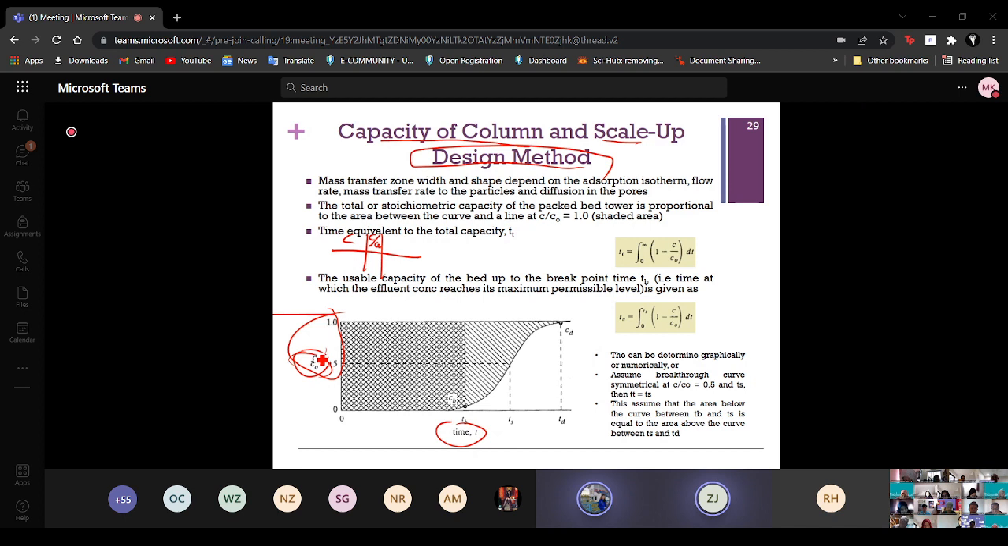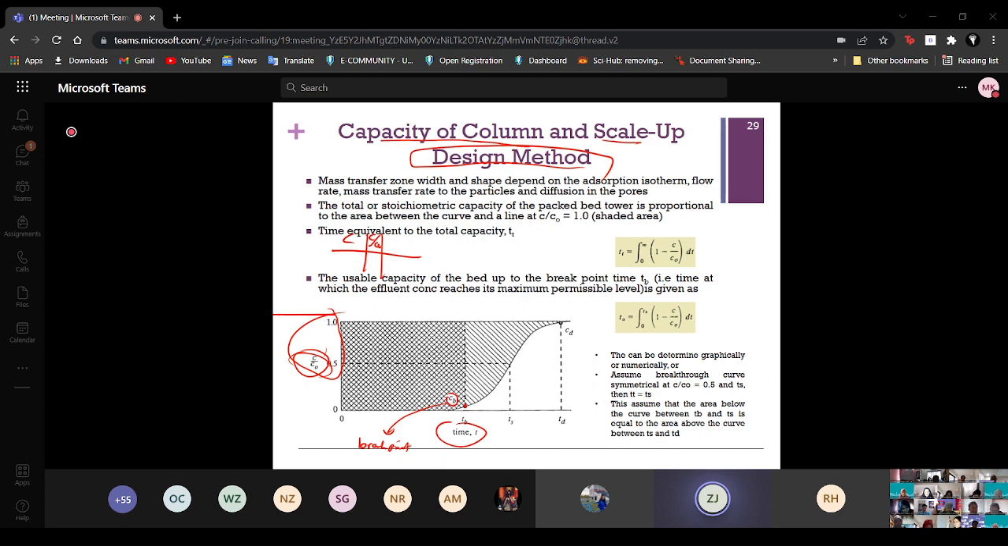This is dimensionless. There's no unit, that's why it's a ratio. Here, remember that you have CB. CB is what? The breakpoint, which you have to determine. It depends on the specification, what the outlet is supposed to be. You cannot exceed a certain limit.